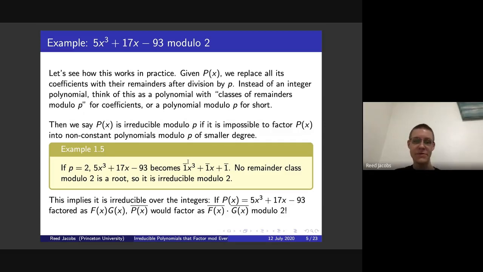Instead, try to consider this polynomial as having coefficients that are classes of remainders modulo p. So this coefficient isn't just 1, but you could think of it as the equivalence class of all integers that have remainder 1 when divided by p. So this coefficient is 1, but it could also be p plus 1, or 2p plus 1, or negative p plus 1, and so on. These are a little bit different from normal polynomials, but if this is confusing, it's not that harmful if you just think of them as integer polynomials.